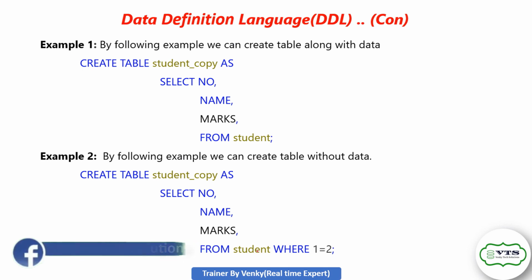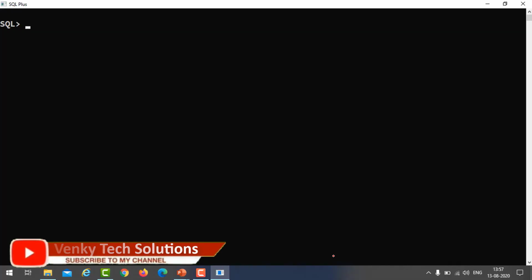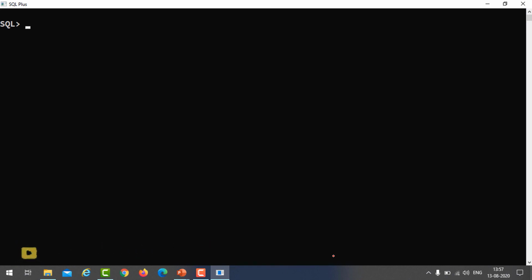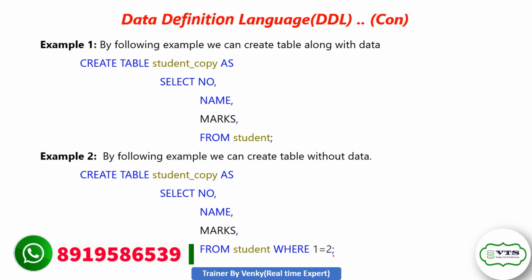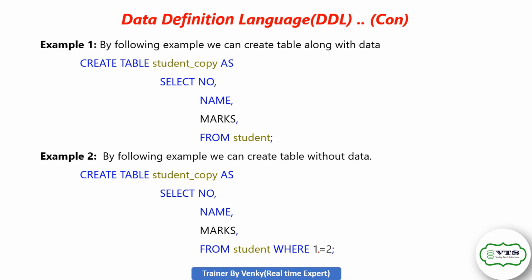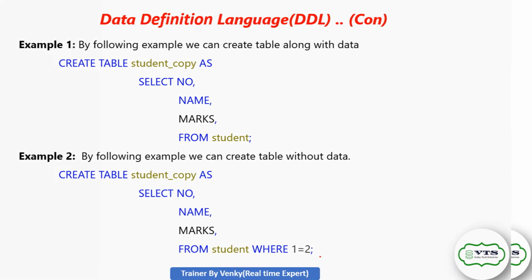So here is the same syntax: CREATE TABLE, a new table name, AS SELECT columns FROM table WHERE condition, where 1 equal to. I will explain the where condition in another video, you just remember it. We will discuss it there. We can use the where condition as well, like this. You just remember this. We will learn these things in another video.